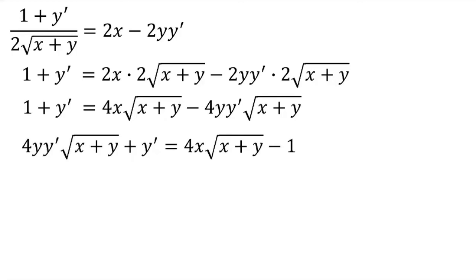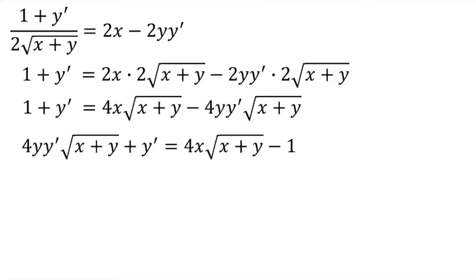Then, let us combine the terms with y prime. So this will become 4y prime square root of x plus y plus y prime equals 4x times square root of x plus y minus 1. Did you follow? It's just transposition, right?